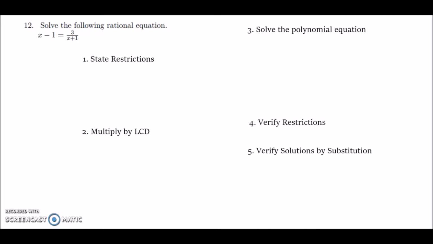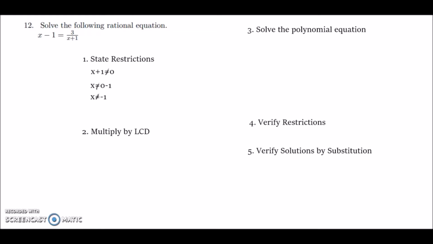In this case, we only have one denominator, x plus 1 on the right side of the equal sign. So, we say that x plus 1 cannot be equal to 0, so x cannot equal 0 minus 1, and x cannot be negative 1. Great, we found the restriction.